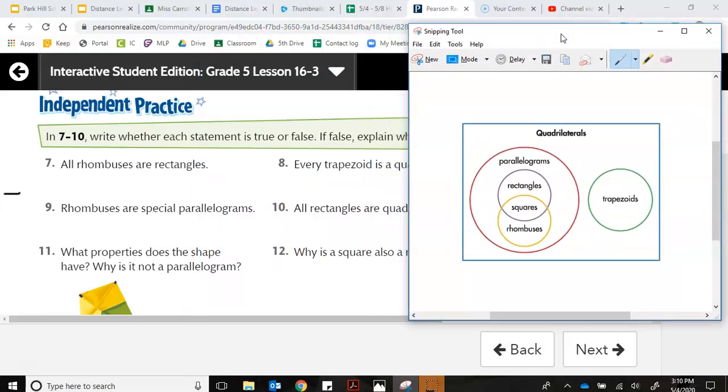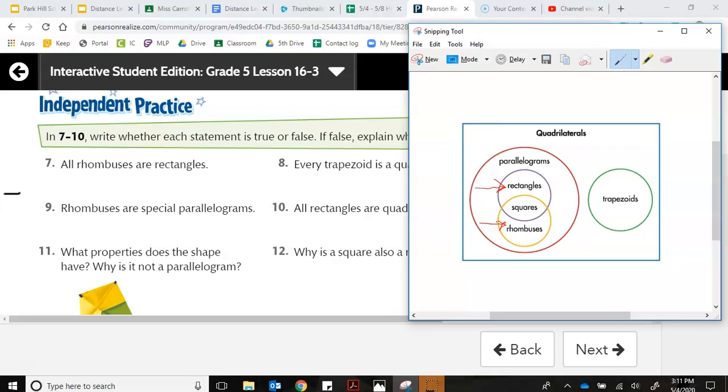Okay, so number 7 through 10, it says write whether each statement is true or false. If false, explain why. So number 7 says all rhombuses are rectangles. So I'm looking over here and I'm seeing, are all rhombuses rectangles? Is that true? So they aren't right next to each other. They do overlap, but they don't completely overlap.